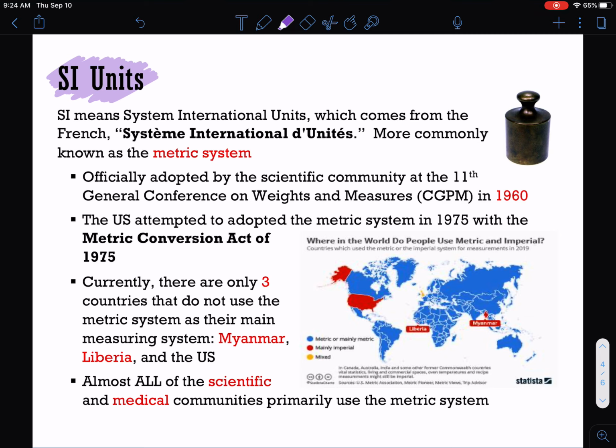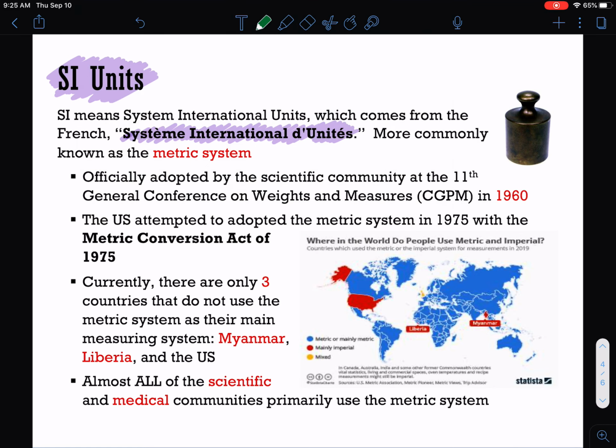But in science, we're going to use the SI units. And it comes from the French phrase Système International des Unités. And if I said that incorrectly and you speak French, please let me know. But it's more commonly known as the metric system. And again, there's a little link here. If you click on Système International des Unités, it'll take you to another quick little article from the History Channel talking about the SI units. But they're more commonly known to you as the metric system.